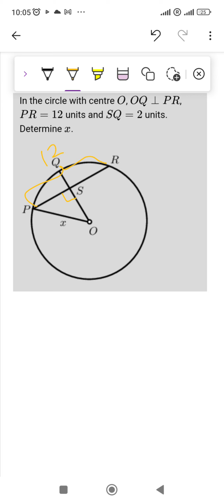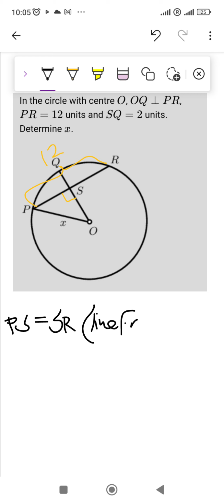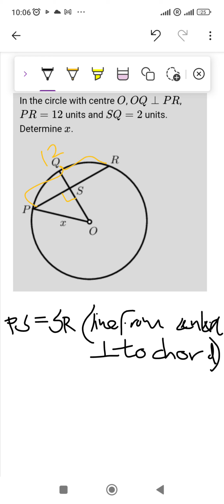Okay, and because of that perpendicular, we know that these are equal, right? That information is not given, so we'll need to give our reason for that. So let's maybe start with that even before we've gotten into the question. Let's say PS is equal to SR, right? Our reason: line from center perpendicular to chord. I know that doesn't look too pretty, but that's what it says.